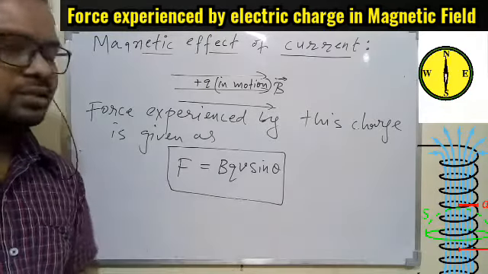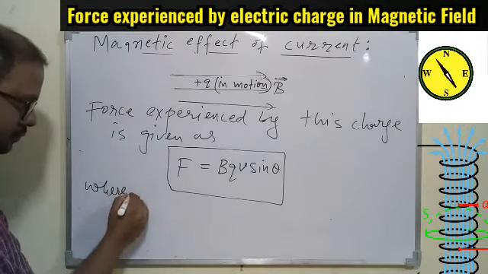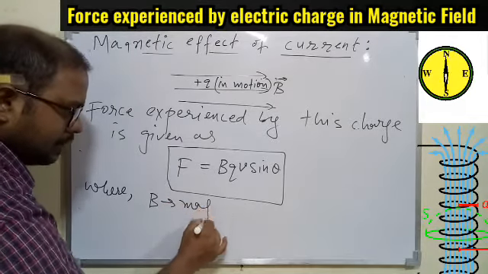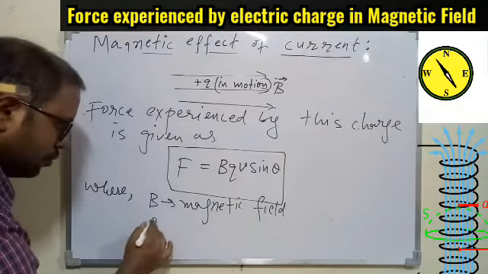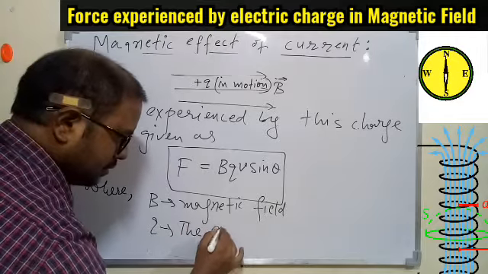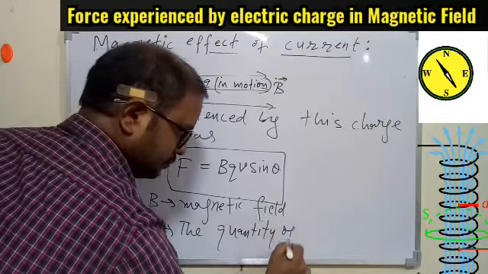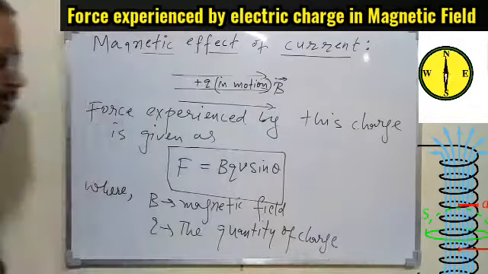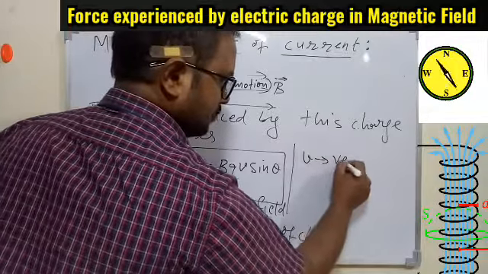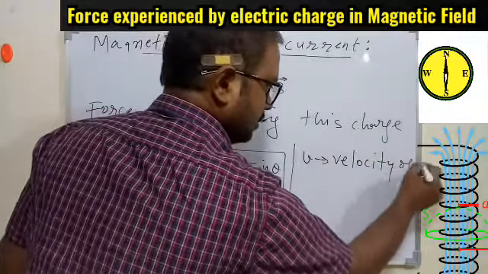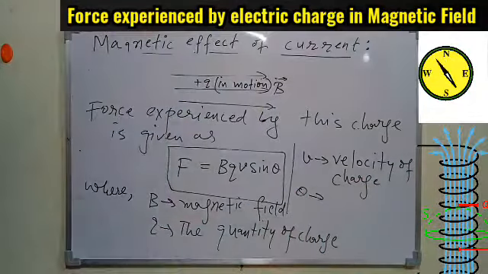And let's understand this theta. What is this theta here? So very first I'm writing here where B is the magnetic field, Q is the charge or the quantity of charge, V is the velocity of the charge, and theta is basically the angle.